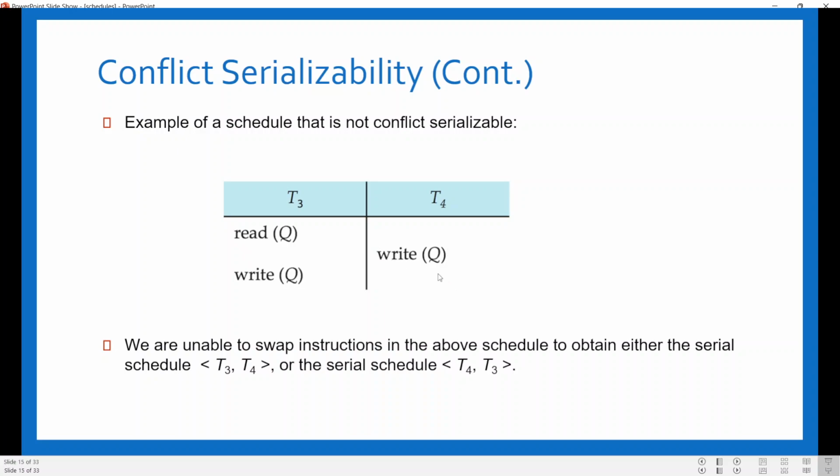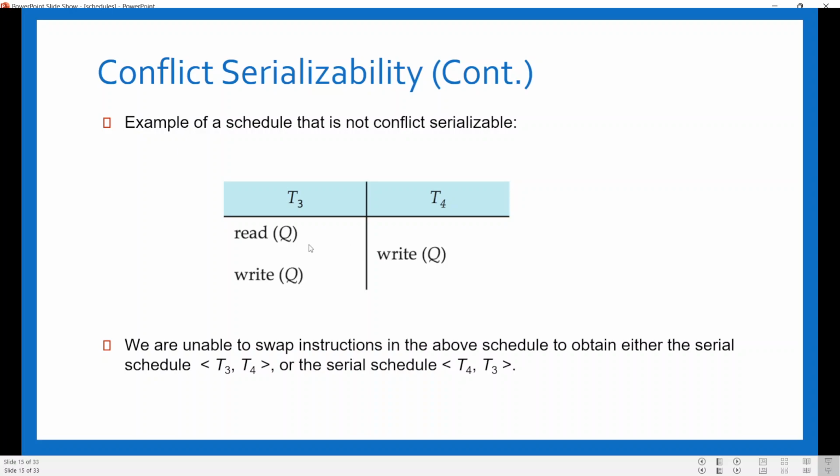That we are saving that value of q in this transaction T4, then we are writing the value of q here. So you can see that a write operation is occurring. So basically we can't shift this write operation to here in this transaction T3, because after this read q there is a write q, that is, the same data item is used by transaction T4. So you can't swap this here. So this schedule is not conflict serializable because we are unable to swap the instructions.